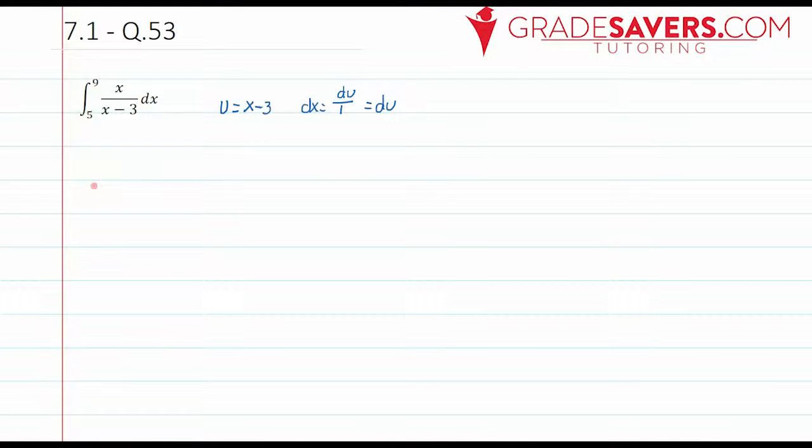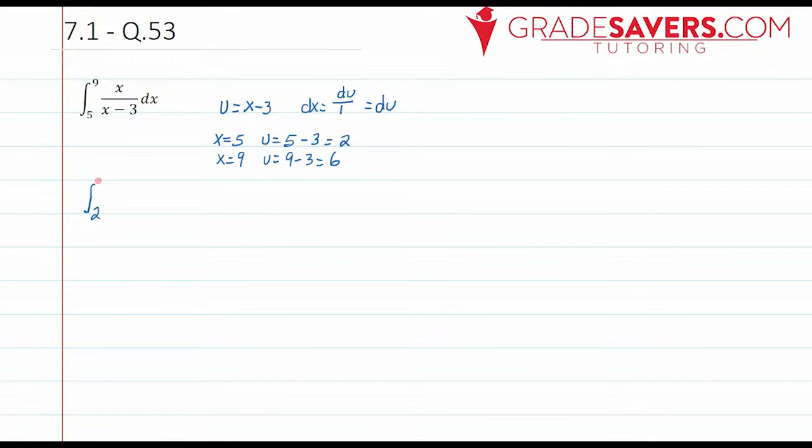Now, before we begin writing our integral, we need to change our bounds. Right now, this bound here and this bound here are in terms of x. We need to make them in terms of u. So if x equals 5, according to this equation, u is equal to 5 minus 3, which is equal to 2. If x is equal to 9, u is equal to 9 minus 3, which is equal to 6.